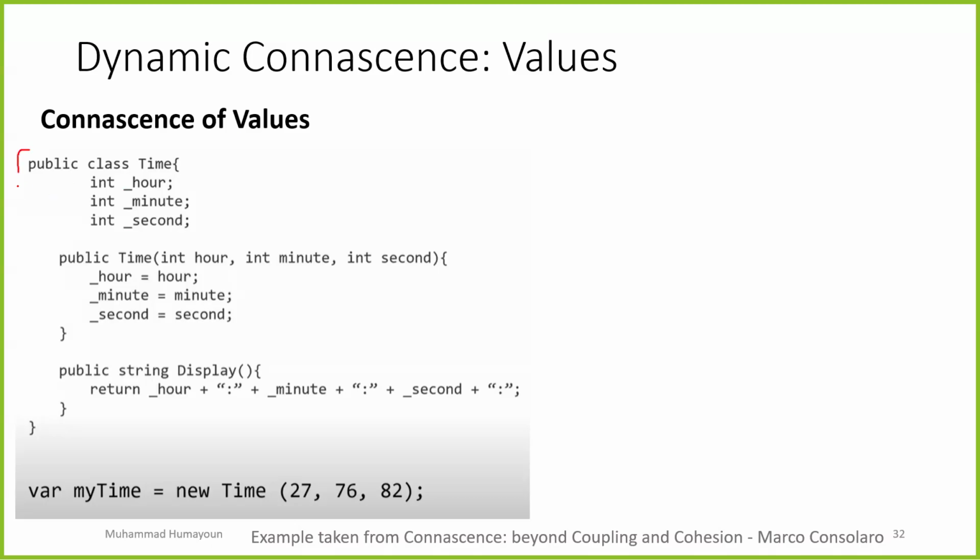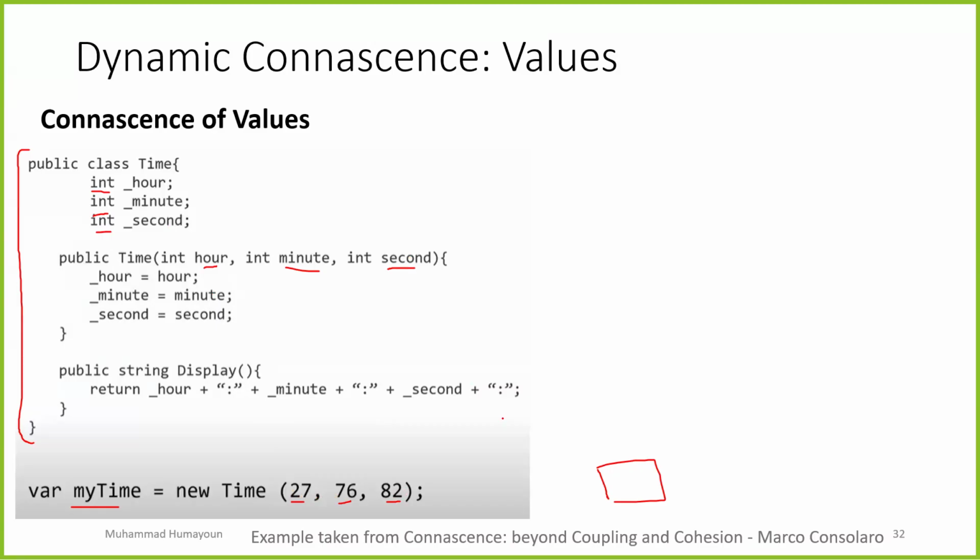So you have your time class, and you decided to have them as int or double. Everything good. And now there is another module using your time class. So my time equals new time. And here you put the values to be 27, and that is all okay. The first value is the hour, and it can't be 27. Second value you set 76. Well, it can't be 76. Third value you set 82. Well, it shouldn't be 82, right?